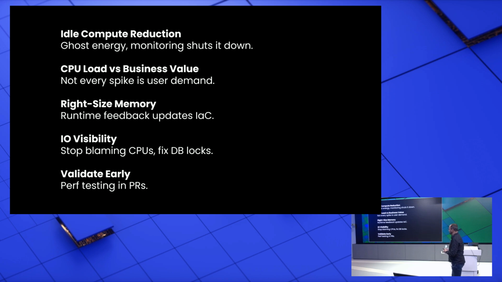I/O visibility, so stop blaming CPUs, fix DB locks or other things. Most of the time the solution is to add extra resources, and then the question is, is it even solving anything? And then validate early, so performance testing and energy performance testing already in pull requests, so really shift left.